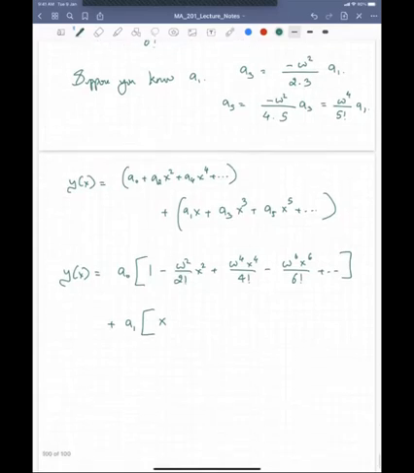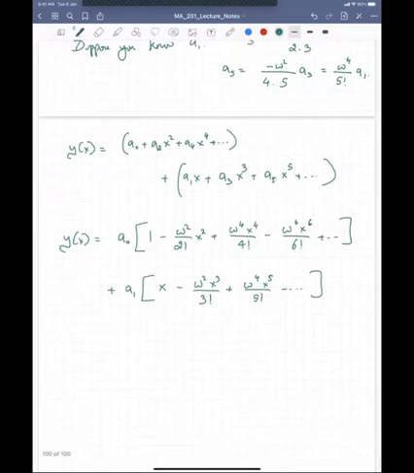The second term is minus omega squared x cubed over 3 factorial, plus omega to the 4th x to the 5 over 5 factorial, and so on and so forth, right? Now, since a1 is a constant, I can as well multiply the entire thing by omega.